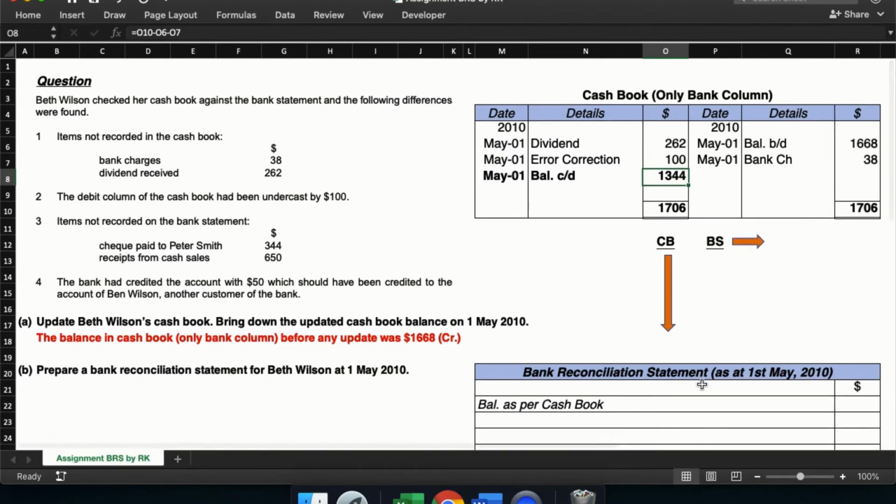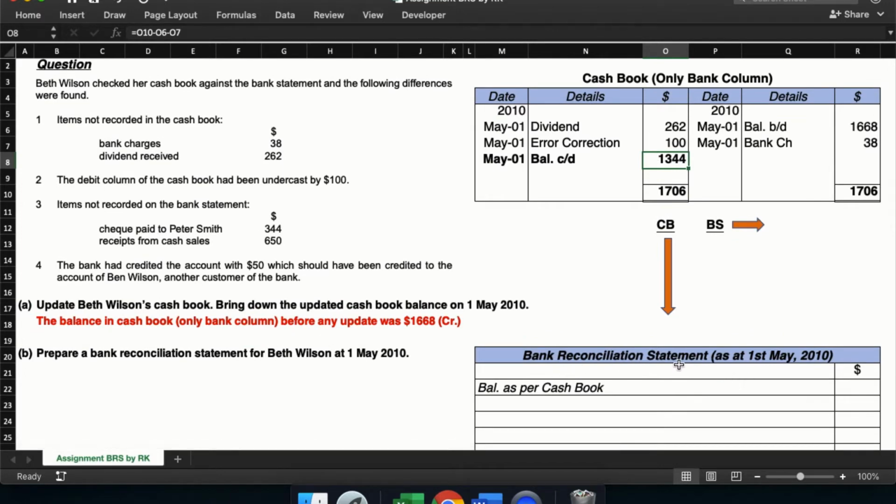So let's start. Here I have already drawn the format of the bank reconciliation statement as at 1st May 2010. First I will write here balance as per cash book, and it is a credit balance. This time the cash book bank column is showing a credit balance. So here we need to take care of one thing: whenever the bank column in the cash book shows a credit balance, that figure we need to show here as a negative figure because it represents a liability. It is a bank overdraft. It is not in the favor of the business.